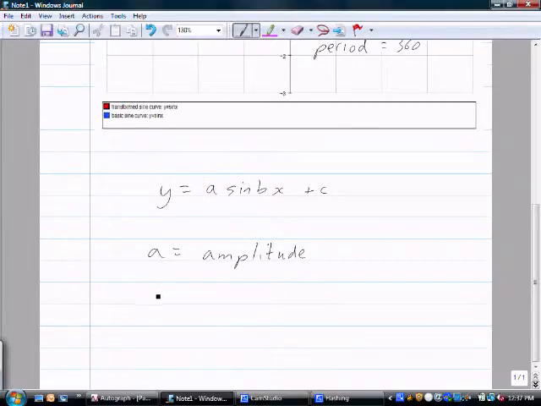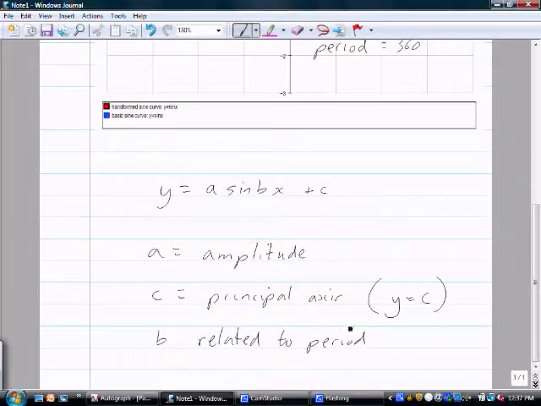Now B, I'll come to B in a moment. That's the harder one. C is a vertical translation. Of course, if C is negative, then it goes down. So you can think of it just as the principal axis. Actually, y equals c is the principal axis, not c on its own, because the principal axis is a line, so it has an equation like this. Now B is related to the period. A common mistake is that students think that B is the period. So don't fall into that trap. It's related to the period, and it's related in this way.